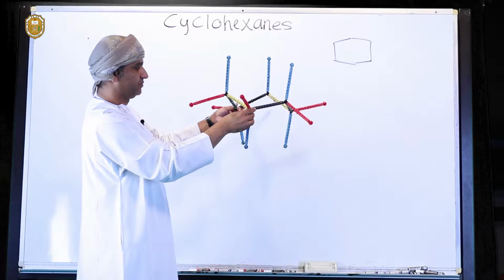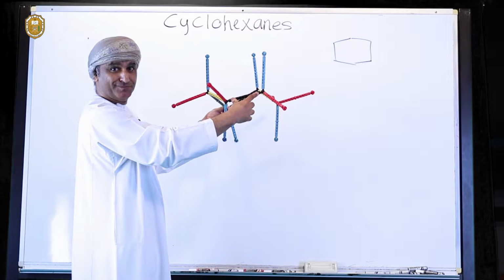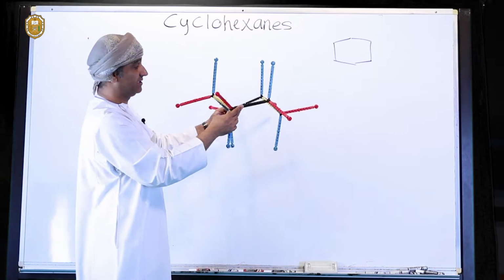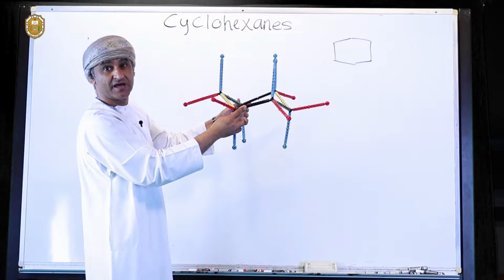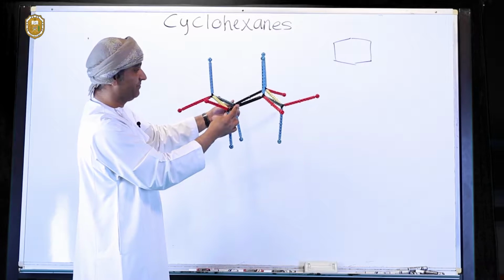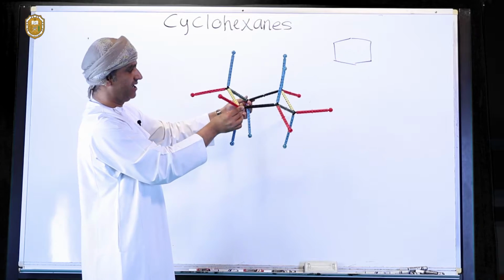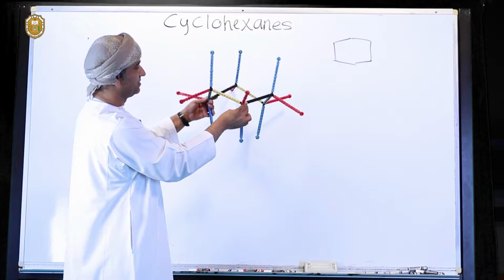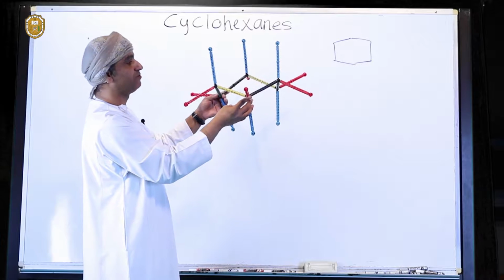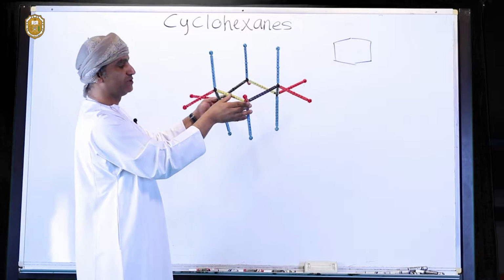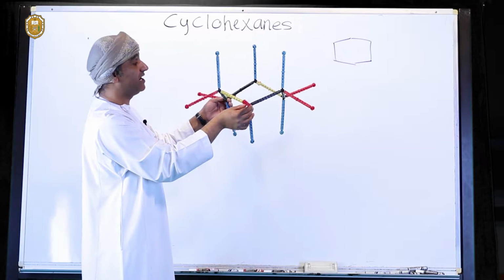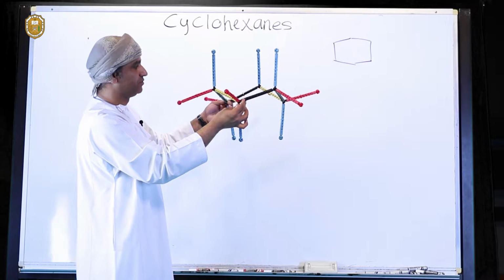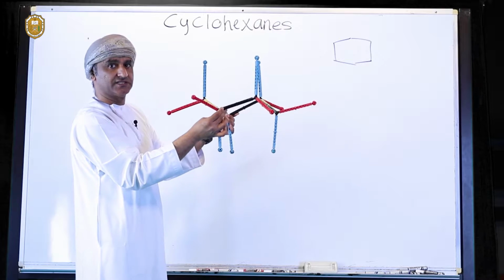Now, if you look at the bond between 3 and 4, which is shown in black, and the bond between 6 and 1, which is also shown in black, you will see that the two bonds are parallel with each other. That's why they are shown in the same color. If you look carefully, you can tell that very easily. So the bond between 1 and 2 is parallel to the bond between 4 and 5. The bond between 2 and 3 is parallel to the bond between 5 and 6. The bond between 3 and 4 is parallel with the bond between 6 and 1. So how would this help us in the drawing?